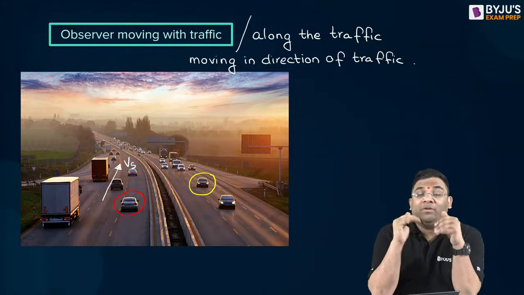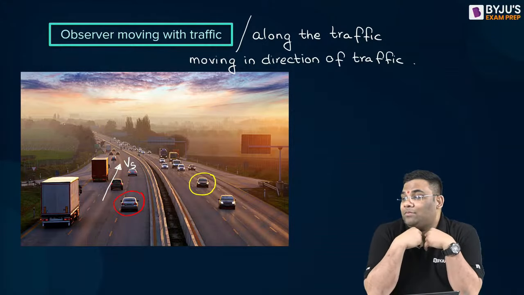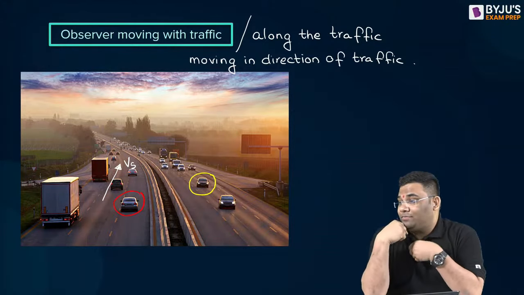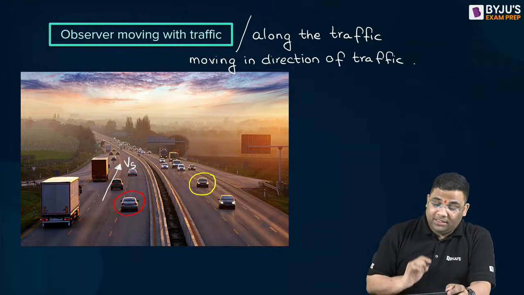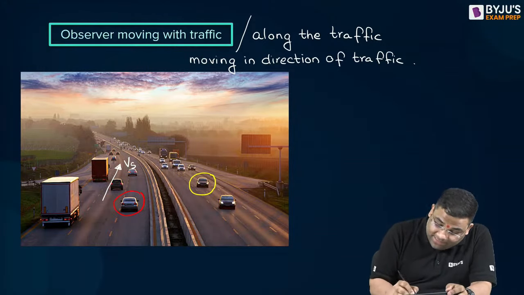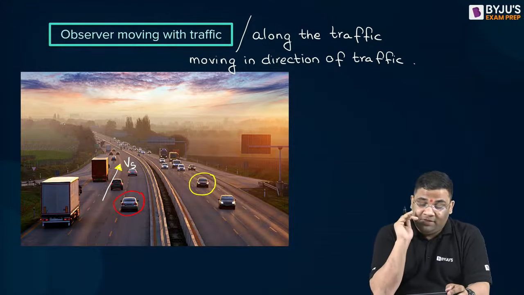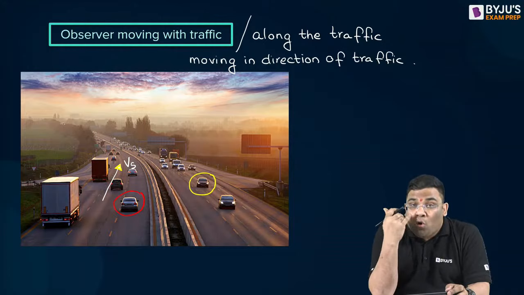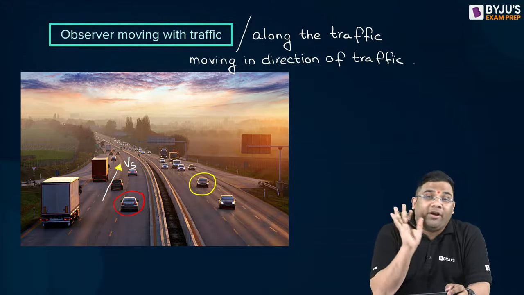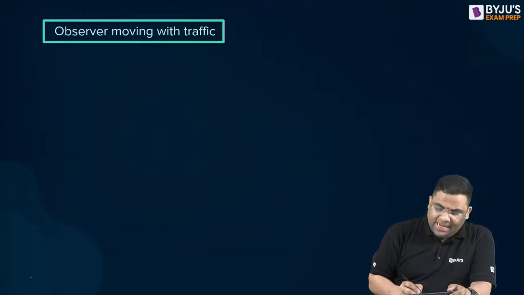First tell me which is moving with the traffic, the red one or the yellow one. Please mention in the comment section. Yes, the red is moving with the traffic. If I have selected this direction as VS, then we can say that this is the vehicle moving along the traffic or with the traffic or in the direction of traffic. Understood? Now, I'll analyze this with a diagram.